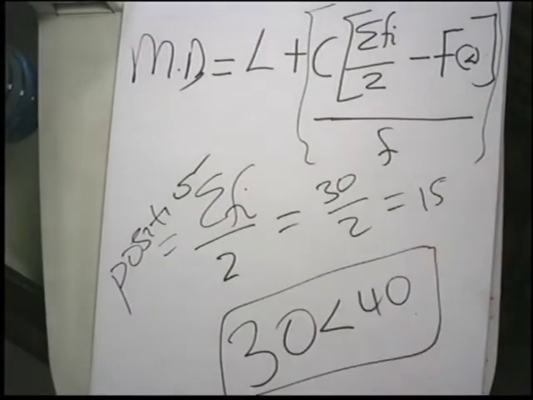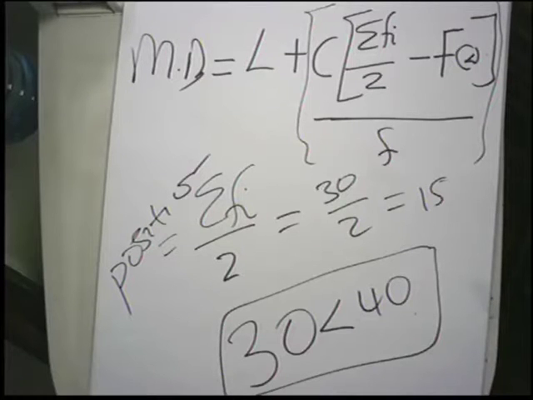Then you start doing your calculations. 30 divided by 2 is 15, minus 8, you get 7. 7 multiplied by 10, you get 70. 70 divided by 9, you get 7.78. And then you add it to the 30, and that is your median.